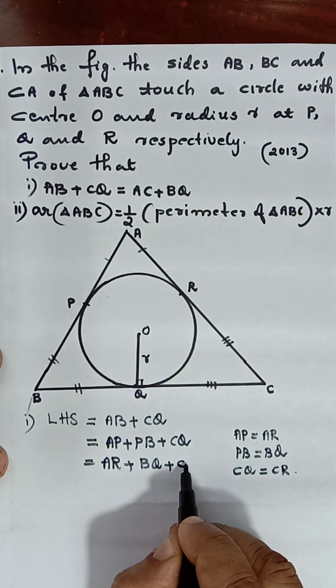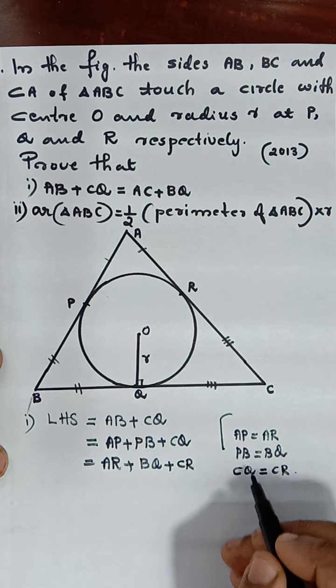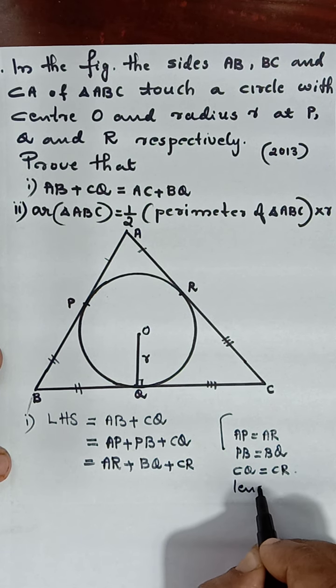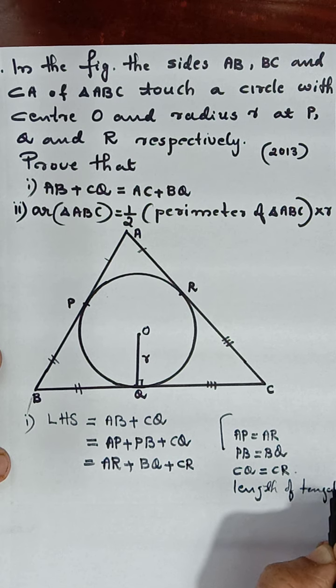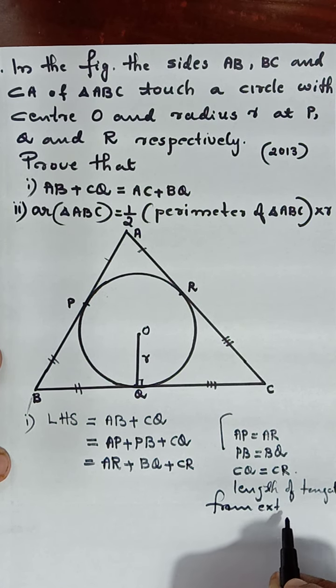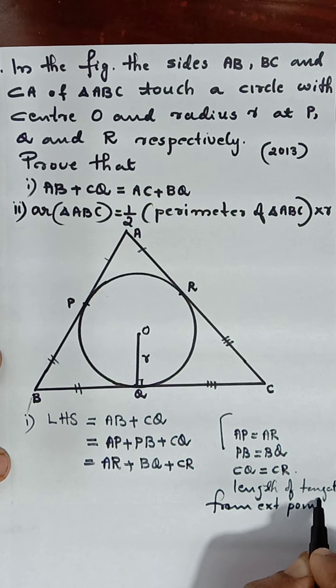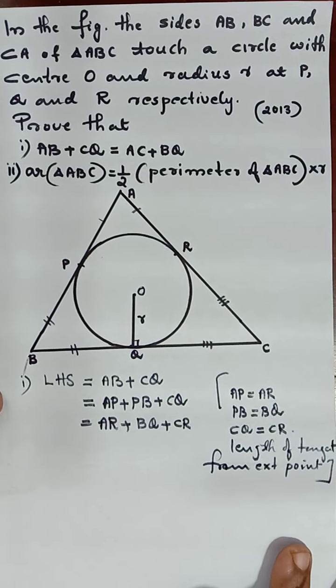Same reason, CQ equal to CR. In all these cases, what we have to write? Length of tangent from external point to the circle are equal. That is the reason to be written.